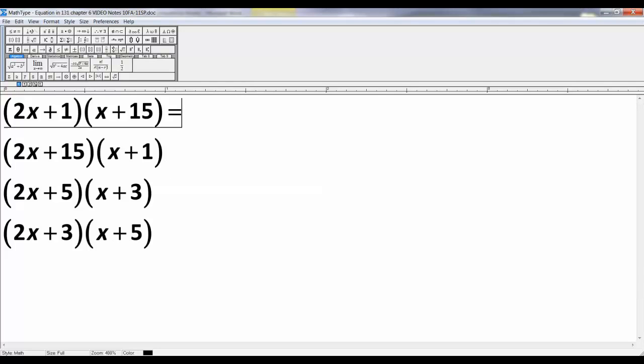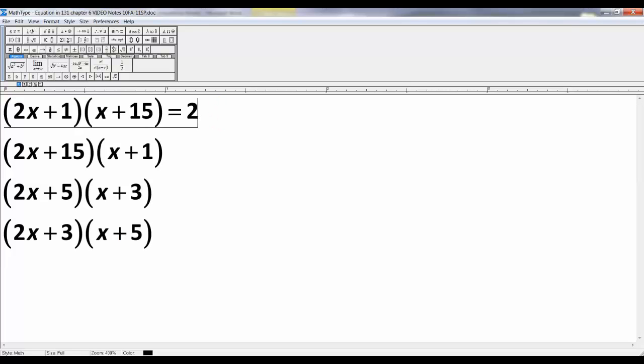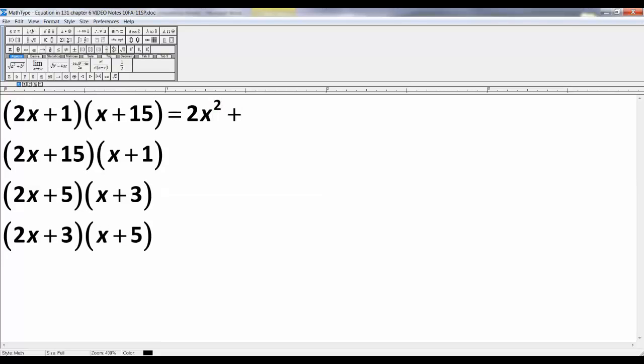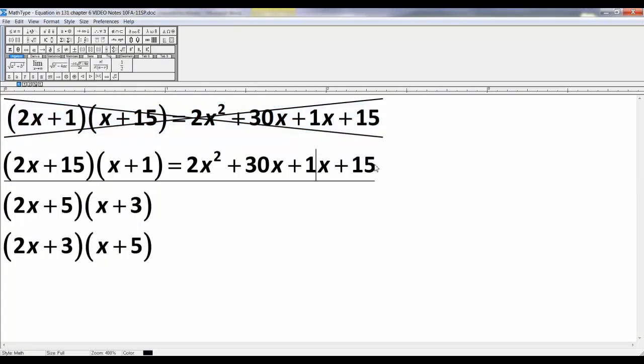So now you check it with outers plus inners, right? Honestly, you could check the firsts, but you know the firsts are all going to make 2x squared, right? So that's not a big deal. So what matters is your outers plus inners. So here, I'll do 2x squared, plus outers is 30x plus inners is 1x plus 15. Okay, so what you're really checking is this first part. That makes 31 for that middle term. We do not want 31. So this one is out. Not going to work.